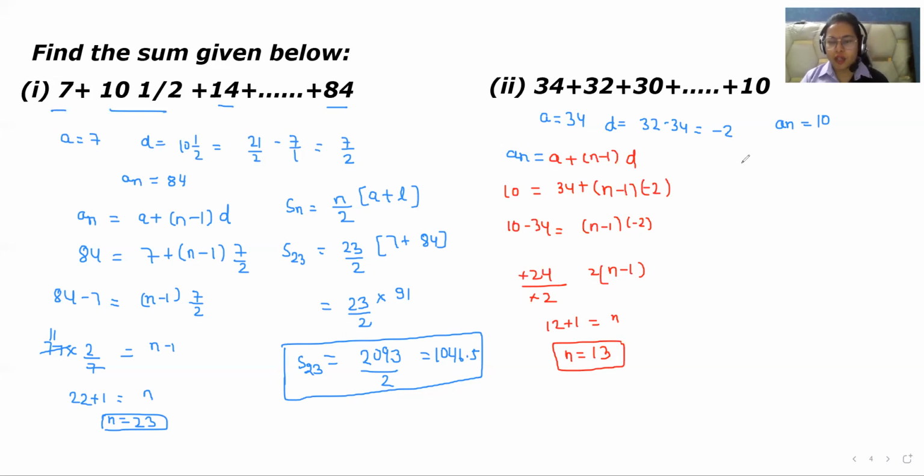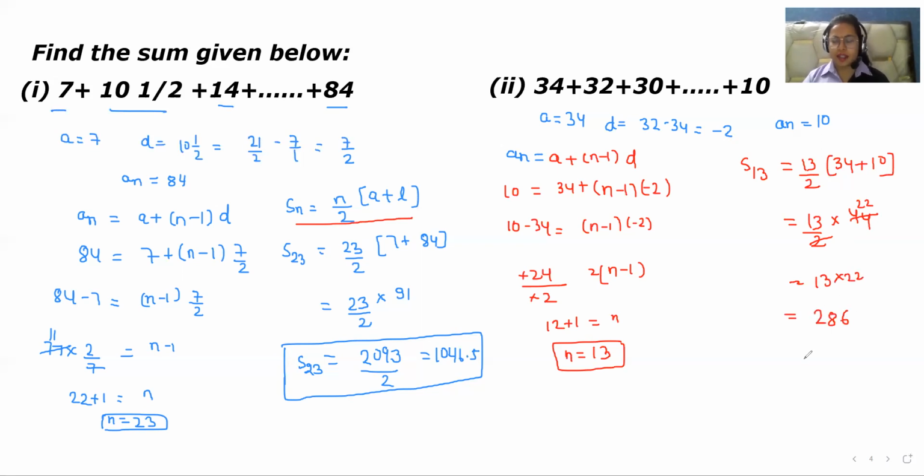Now we have to find the sum of 13 terms. So it's 13 by 2. A is 34. We put the value in this formula: 34 plus L, our last term, is 10. So 13 by 2 multiplied by 44. Divide 44 by 2, you get 22. So 13 times 22 is 286. It's easy.